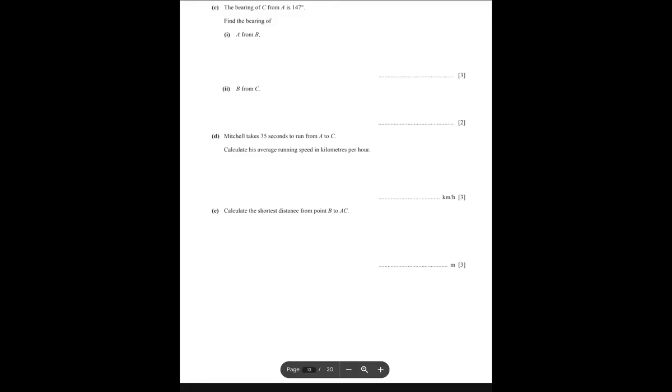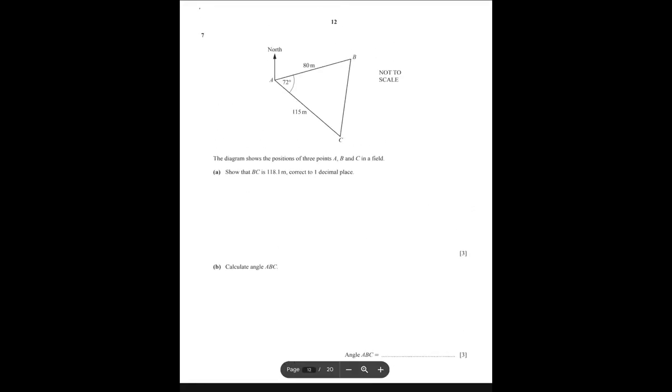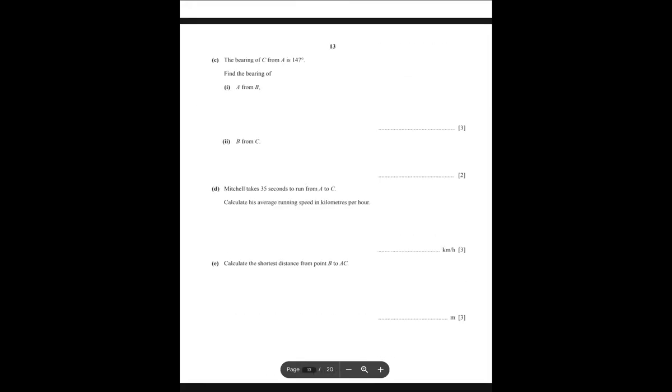Mitchell takes 35 seconds to run from A to C. Calculate his average speed. A to C is 115. It's 115 meters. So speed is just distance divided by time. So the speed is 115 divided by 35 seconds. And this is 23 over 7. Take note, this is meters per second. The question wants it in km per hour. That's why they give you 3 marks. So most of your marks come in conversion. If you write this, you get 1 mark already, by the way.